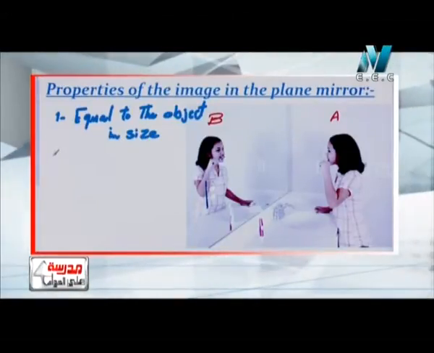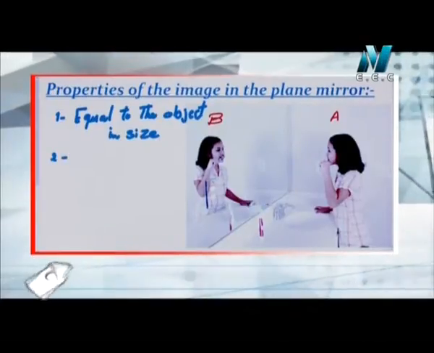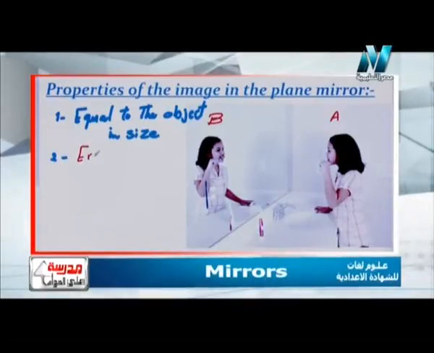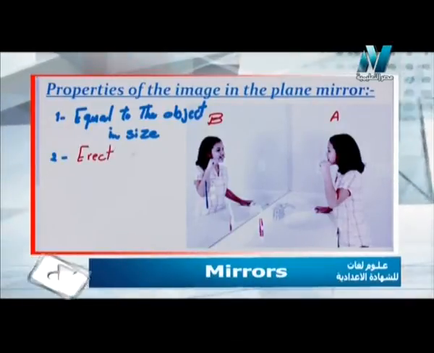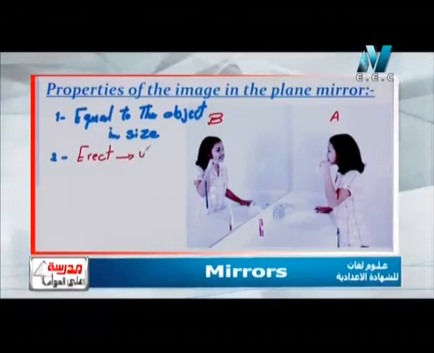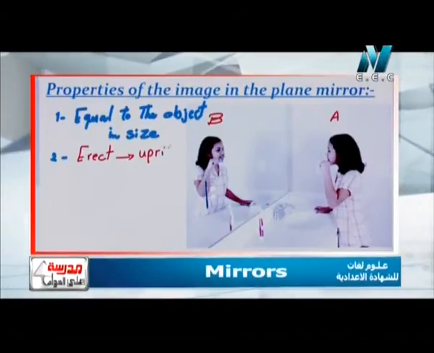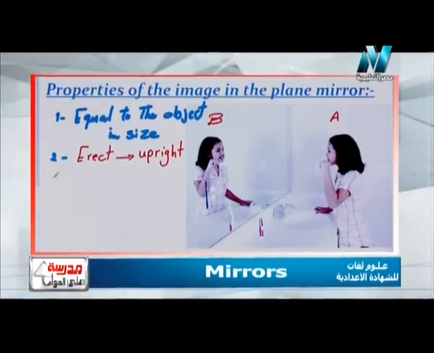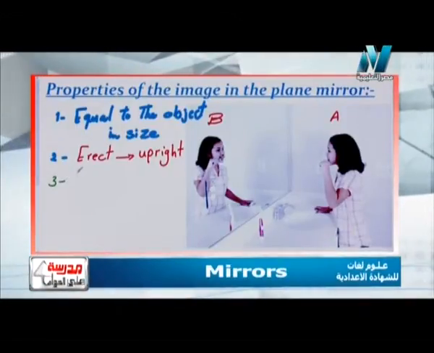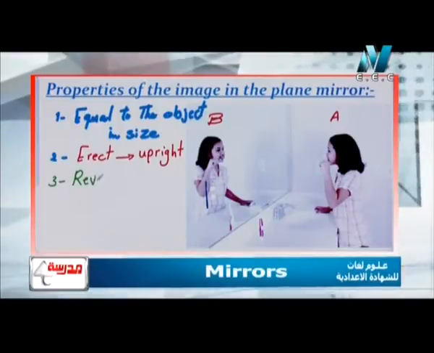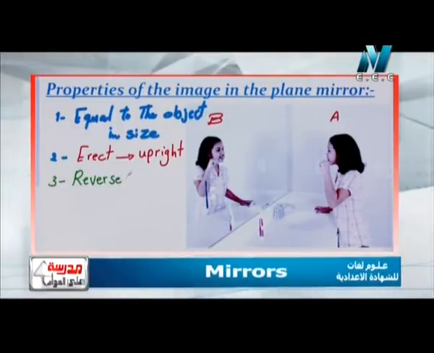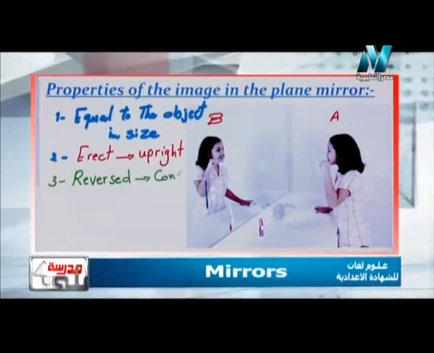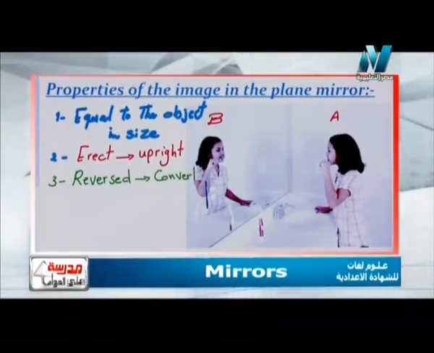Number two: the image is erect, which means upright. Number three: the image is reversed, which means converted. Which means what?